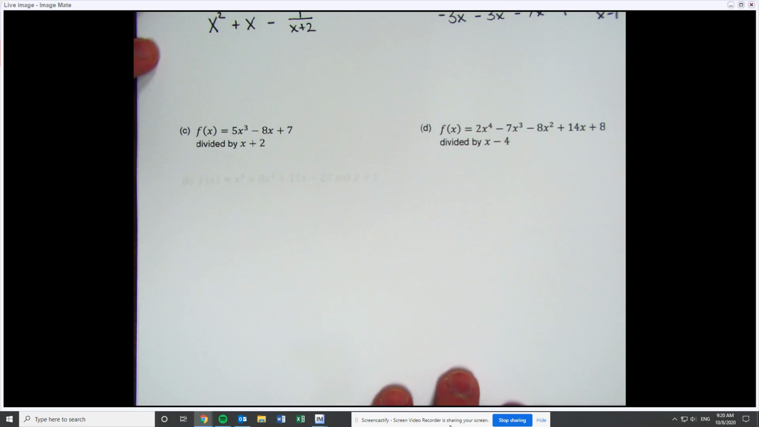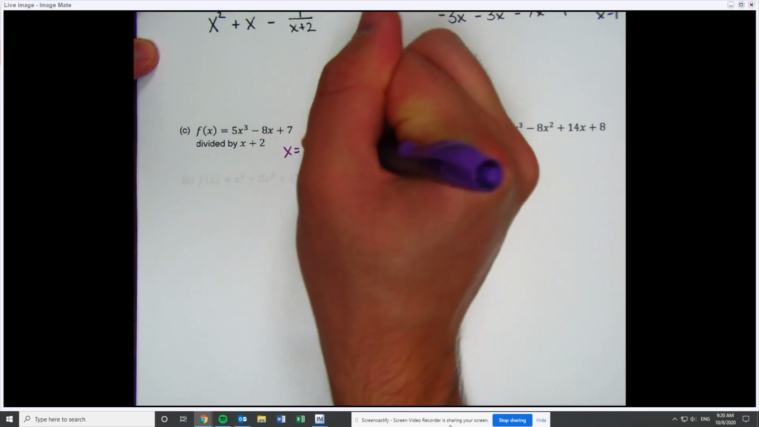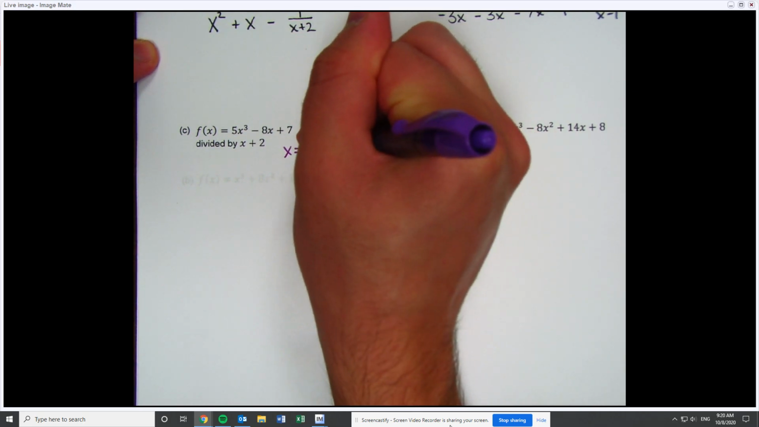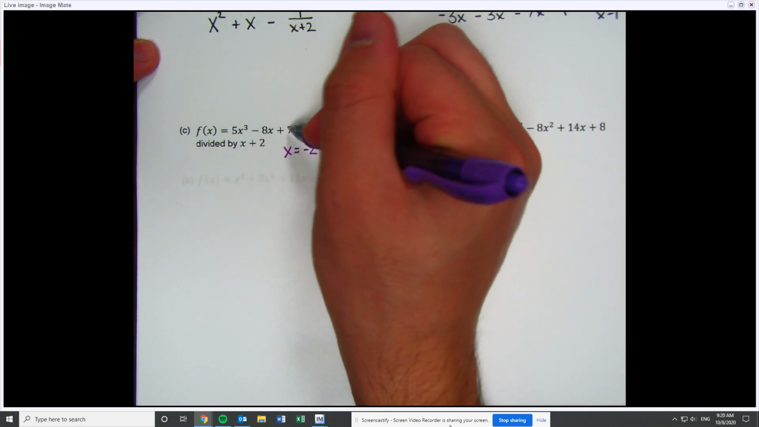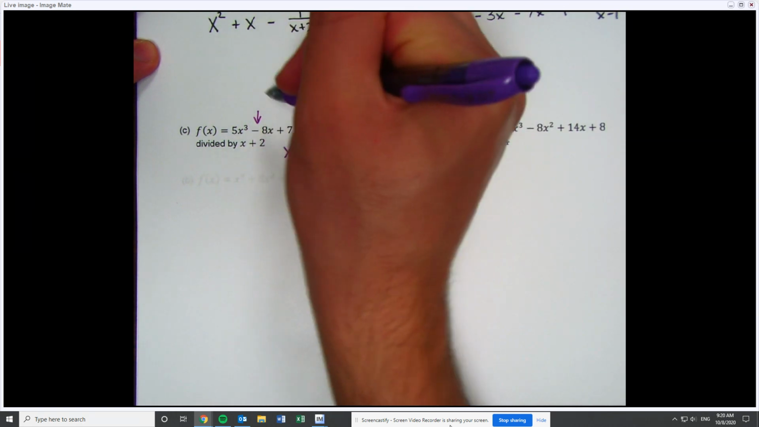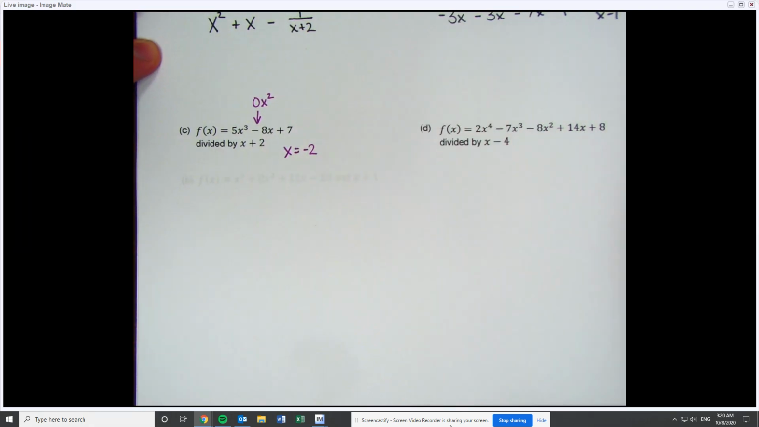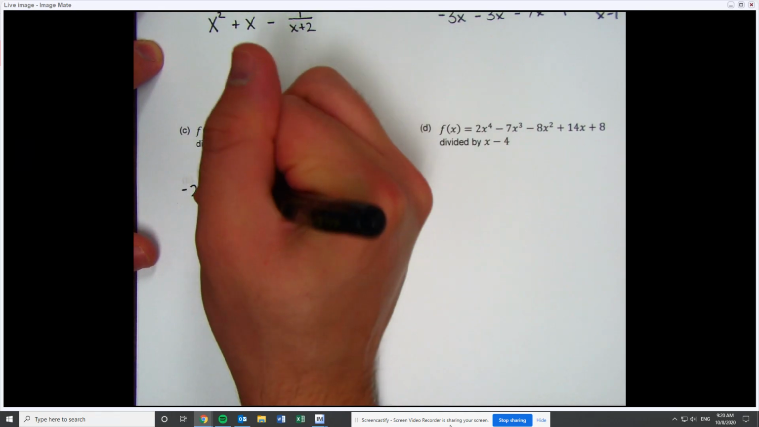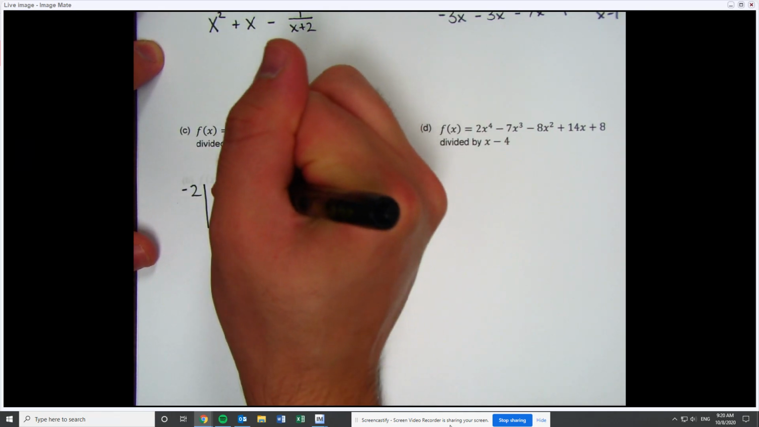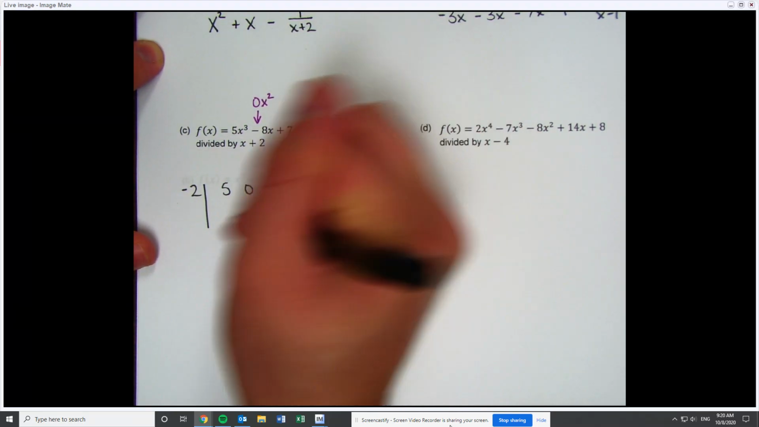All right, looking at the next one. I see that what I'm dividing by is going to be x equals negative 2. And now, doing my countdown, 3, 1, none, I'm missing the square. So I have 0x squared. Alrighty, so I have -2 on the outside. On the inside, I have 5, 0, -8, and 7.